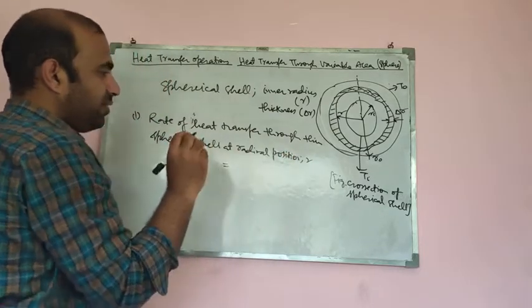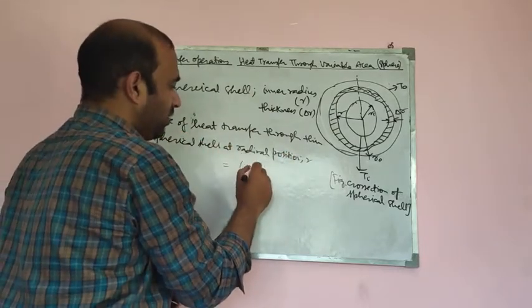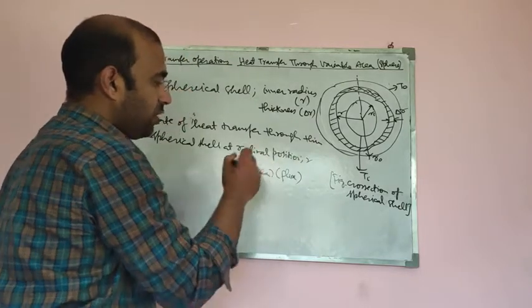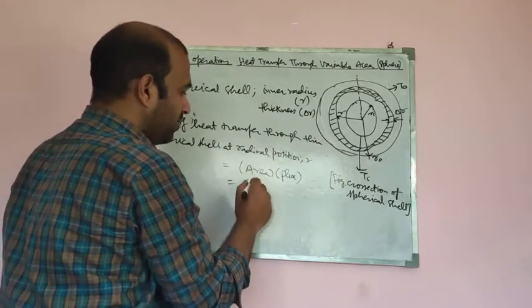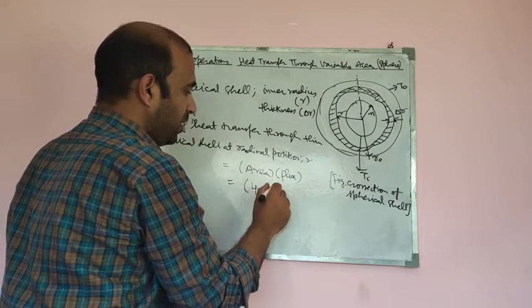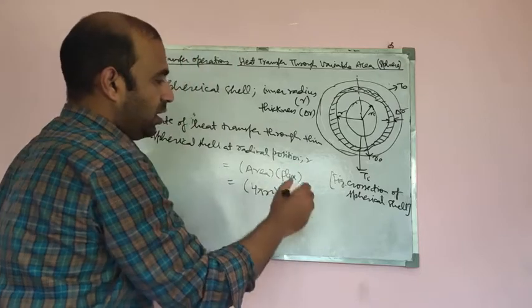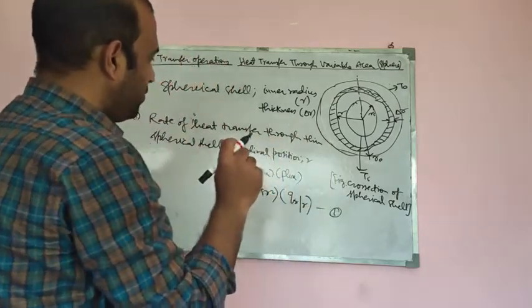what will be the rate of heat transfer? It will be area multiplied by the flux. That gives you the rate of heat transfer. In the case of a sphere, what is the area? It's 4 pi r square, and the flux will be qr at the radial position r. Let's call this equation 1.